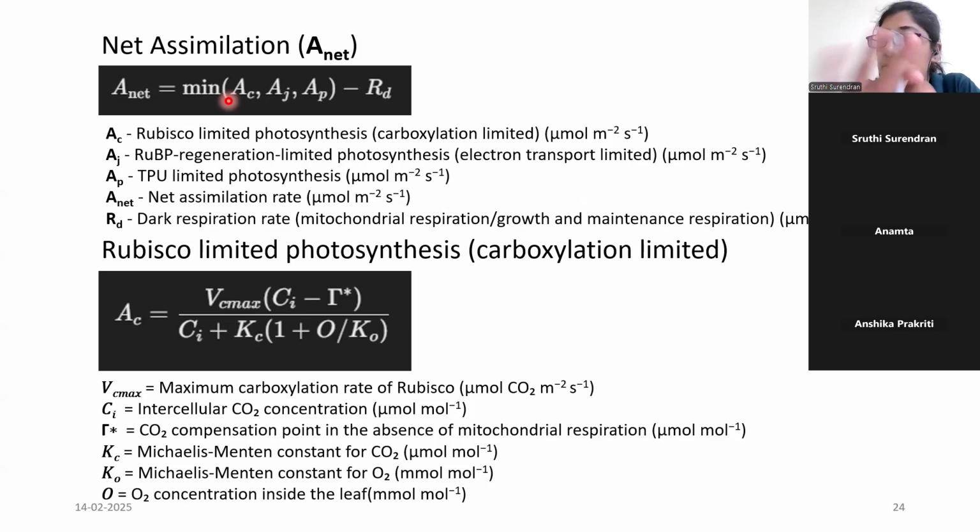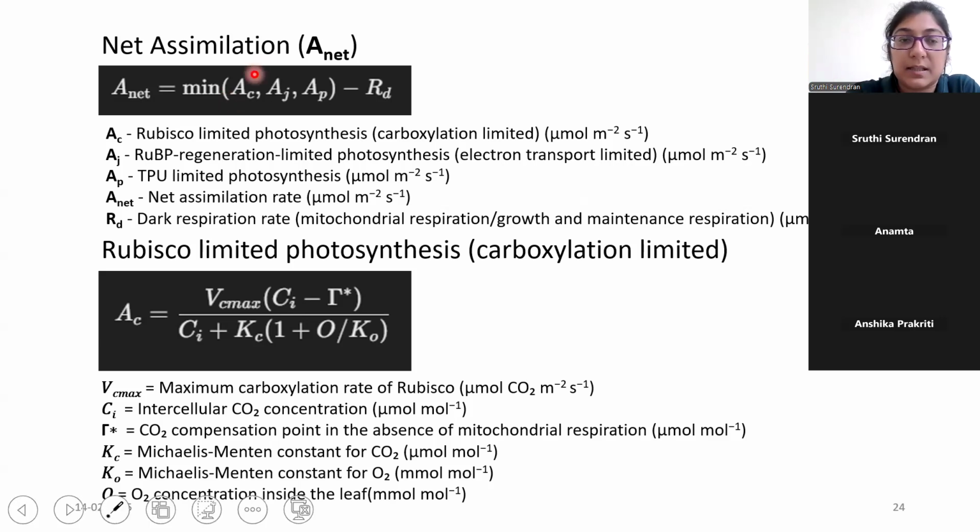So these are all rates of photosynthesis, except that the rate of photosynthesis in AC is controlled by the activity of Rubisco. The rate of photosynthesis in AJ is controlled by RUBP regeneration. The rate of photosynthesis in AP is controlled by TPU, triose phosphate utilization. So suppose we get the values of AC, AJ and AP, then the minimum value of all these three rates of photosynthesis is the value we'll take in this part of the equation.